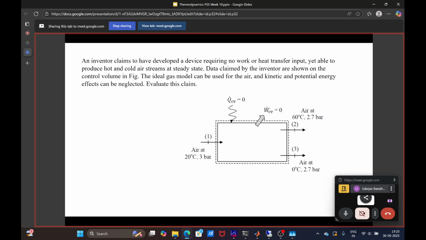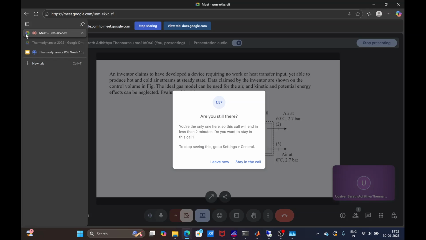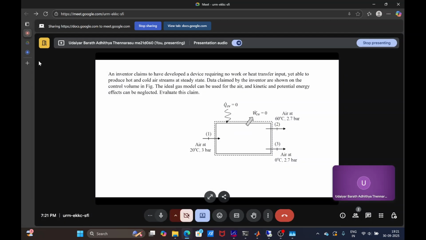The inventor is claiming that he has found a device which takes in air, and there is no heat transfer and no work transfer, but you are able to heat and cool the same stream. So the claim is that the air enters at 20 degrees Celsius and 3 bar, and out you are getting air at 60 degrees Celsius and 2.7 bar, and also air at 0 degrees Celsius and 2.7 bar.